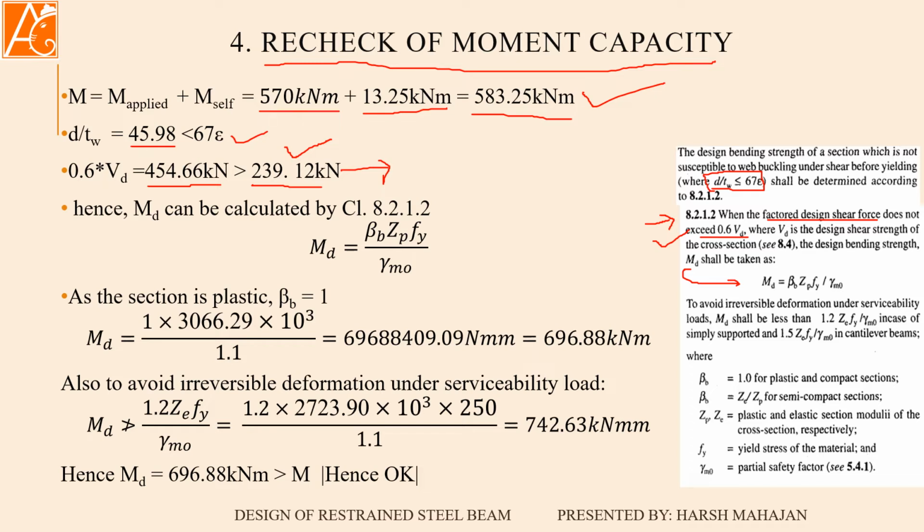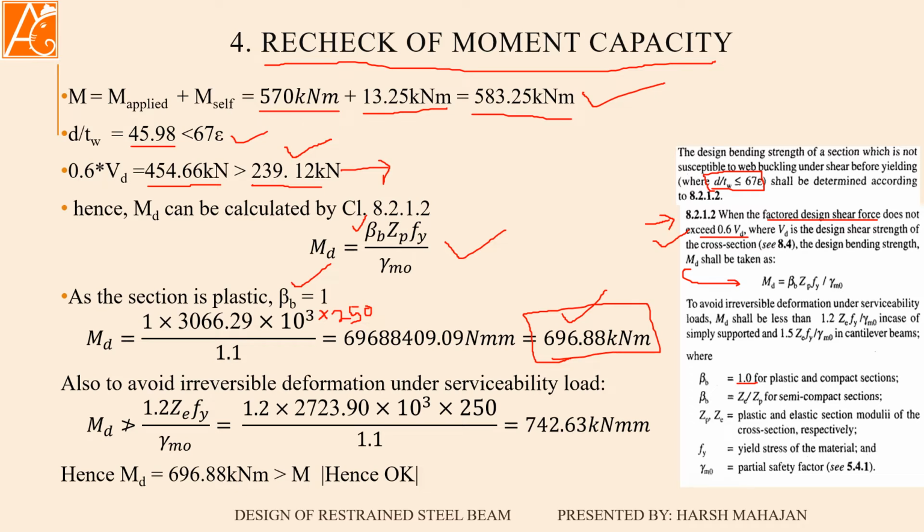Now, the clause provides the value of design moment capacity as ZP into Fy divided by gamma m0, and there will be one factor beta. So for a plastic section, beta is equal to 1. So we don't have to do anything here. We have to just calculate by multiplying the ZP by 250, and hence our moment can be calculated here.